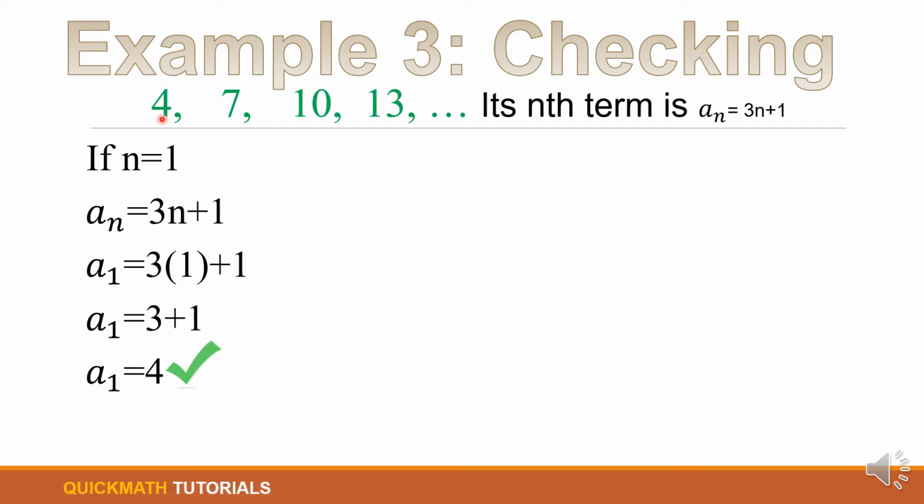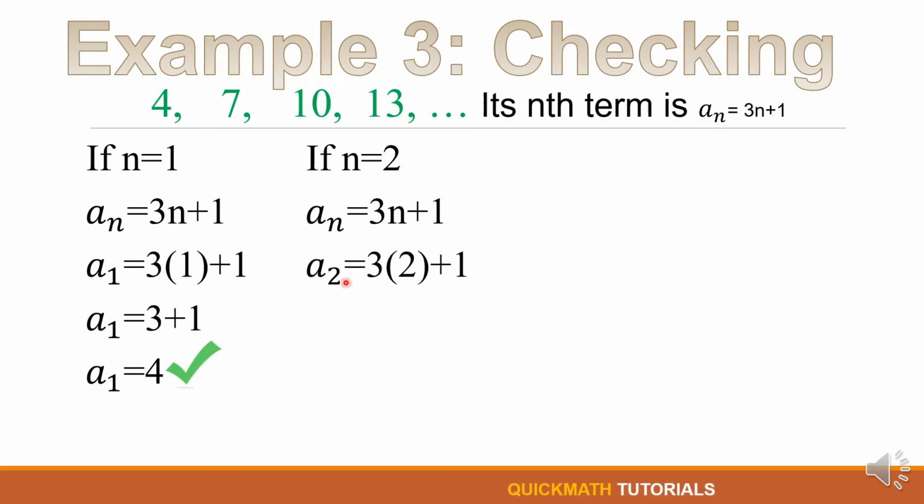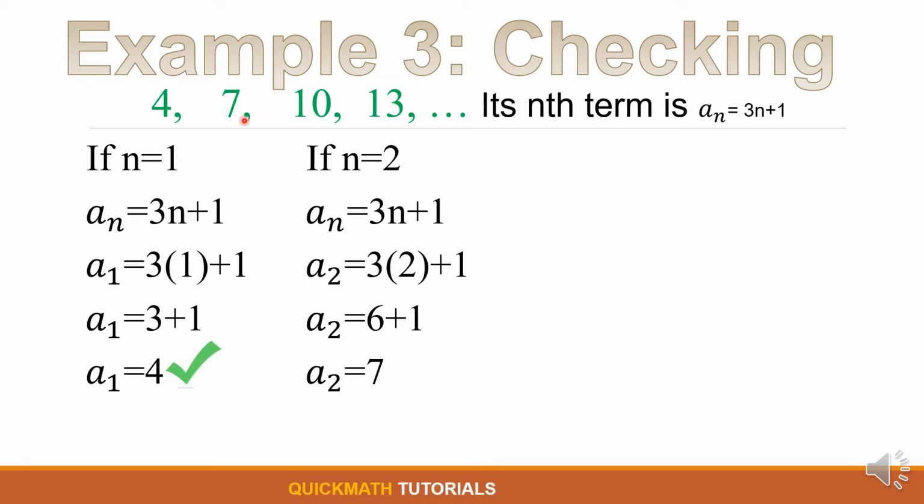Now let's solve for our second term. If n is equal to 2, our second term, a sub 2, has n equal to 2. So we substitute n by 2. We have 3 times 2 plus 1. 3 times 2 is equal to 6, plus 1 is equal to 7. And as you can see in our sequence, the second term is 7. So this is correct. Therefore, this nth term is correct for the first and second terms.